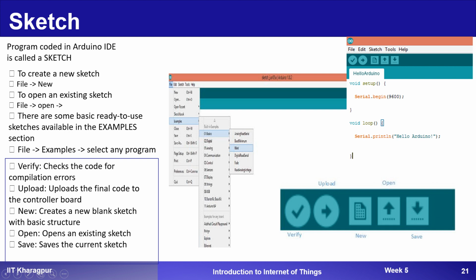In this figure, since I have already told you that there are various examples in your Arduino IDE, in order to open those, you have to go to File, then Examples, and these are the types of sketches which are available. If you go to Basics and then Blink, as I have already told you, there is a particular LED present on your board. If you run this code, that LED will blink.